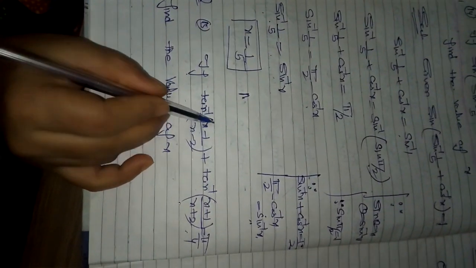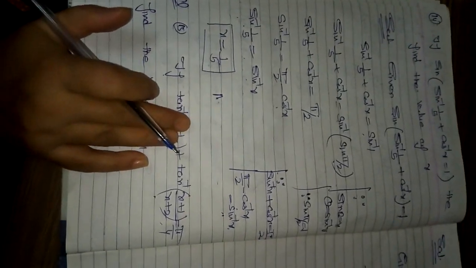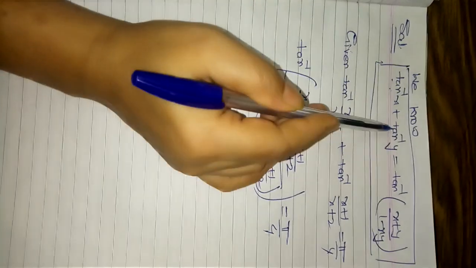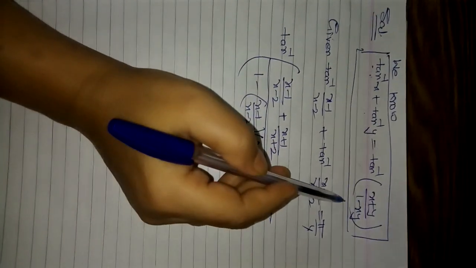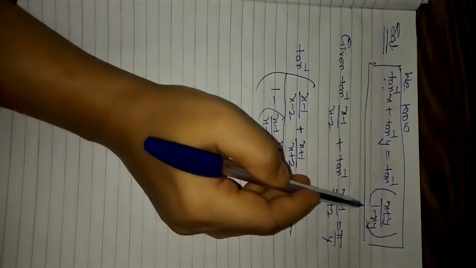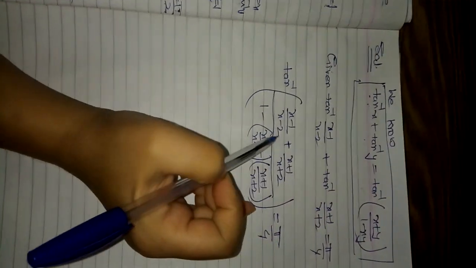Now let us start. In this question, the terms are like the formula tan inverse x plus tan inverse y, so we can use the formula here. We know that tan inverse x plus tan inverse y is equal to tan inverse of (x plus y upon 1 minus xy). This is the formula and we will use it in this question.